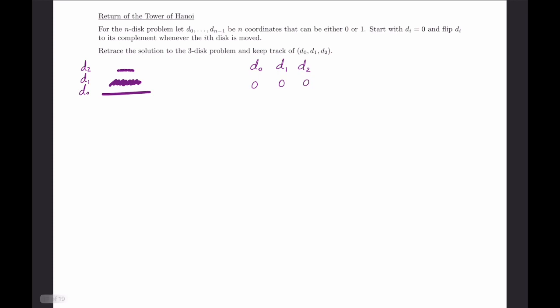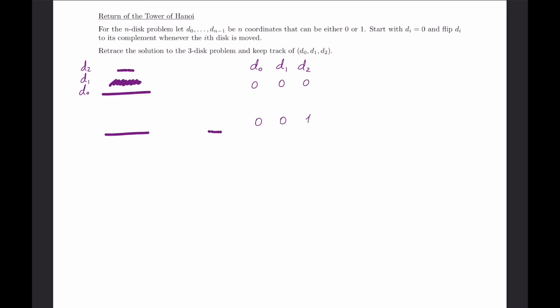Okay, so what do we have here? My first step, your solution might be slightly different than mine, but the first step is going to be the same. I'm going to move the smallest disk over to a different position, let's say to the far right. That means that the bit that corresponds to the smallest disk will get flipped. So I'll have 0, 0, 1.